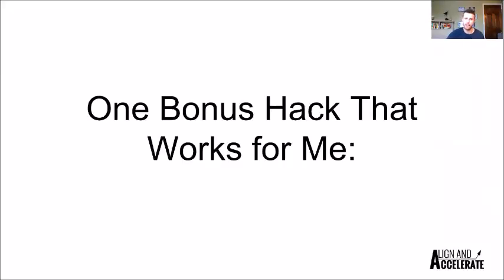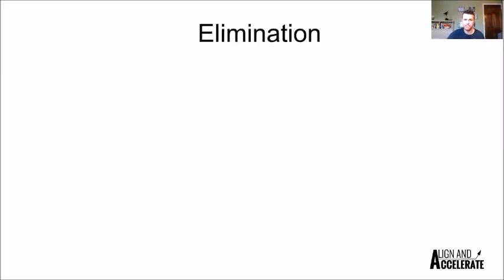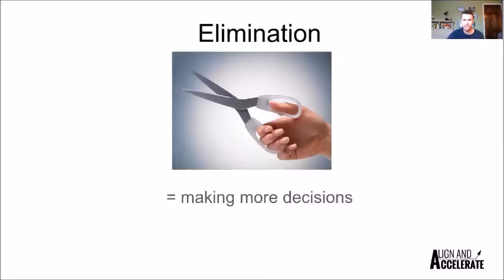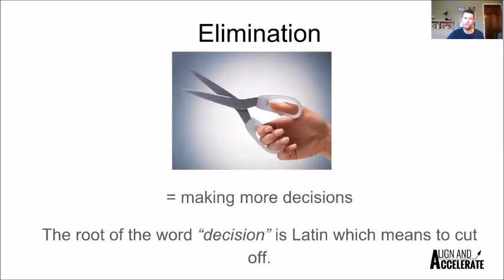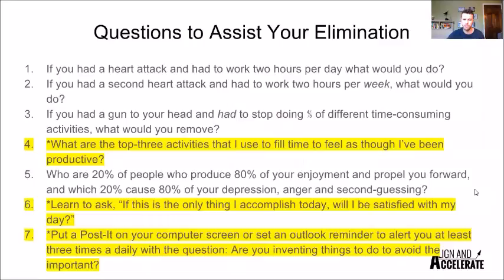One bonus thing that I want to throw in for you guys, and it's a hack that really works for me, is called elimination. And elimination is really making more decisions, cutting things away from your life. If you look at the Latin root word of decision, it means to cut off. And so I really like that because decision means to cut off things that we don't need to do, to extract, subtract things from our life. So the more we can eliminate, the better, it's a really important thing. Again, this is a big Tim Ferriss principle that I've adopted in my life. And it creates more space, more time for me to do things that I want to do. And I swear by it, it makes a huge difference.